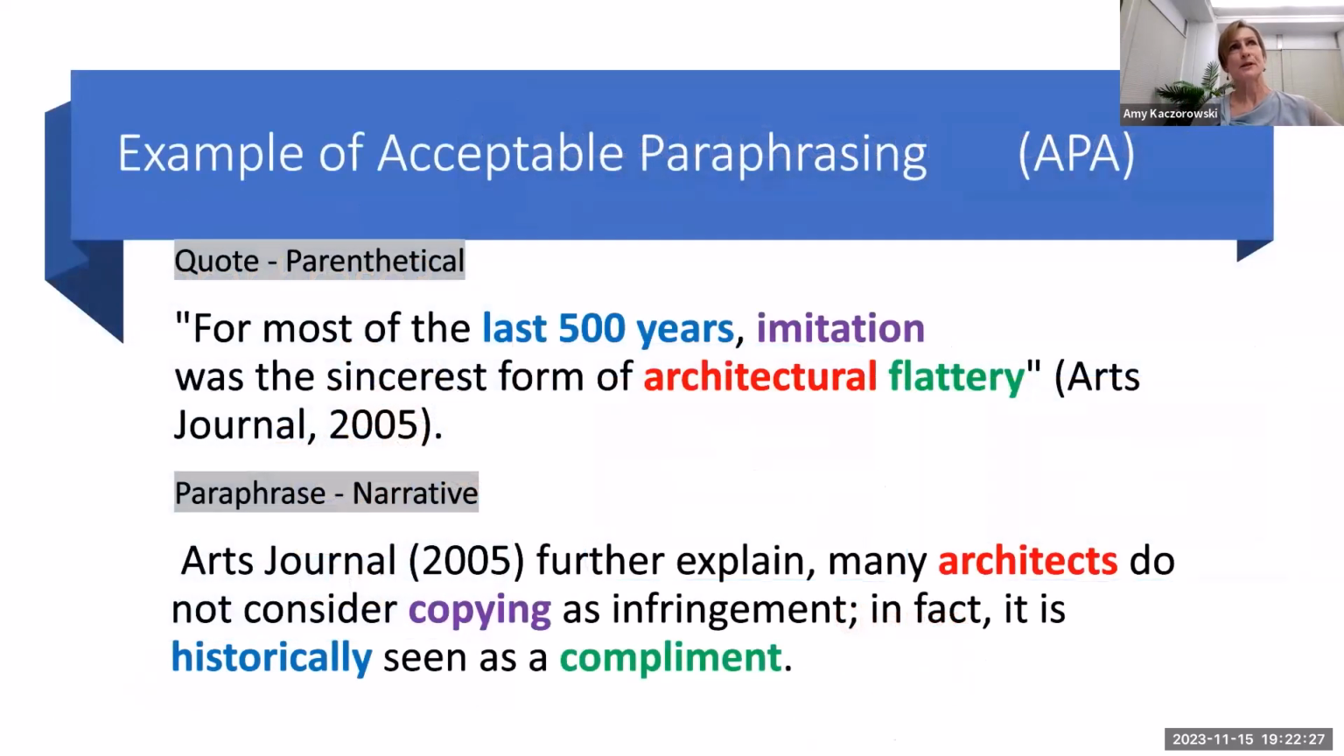So this is an example of acceptable paraphrasing. And the top one is a quote. It has a parenthetical citation, which means the citation is in parentheses at the end. And the quote reads, "For most of the last 500 years, imitation was the sincerest form of architectural flattery." So an acceptable paraphrase, you can look at our color coding so you can see how we change this into our own words.